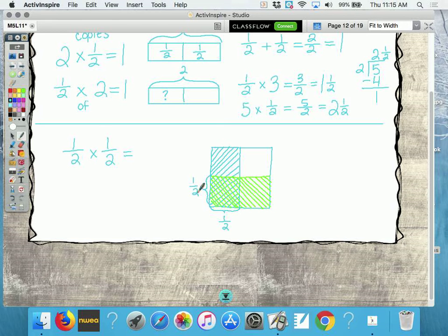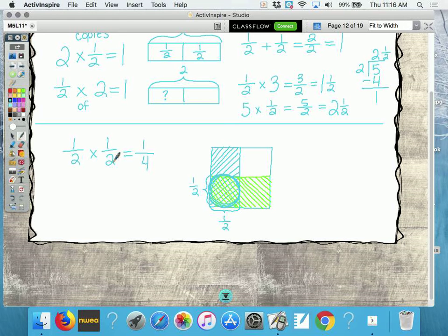So when I take 1 half times 1 half, it's like I'm putting the whole thing together with the other shape, okay? So my answer is just going to be right here where there's x's. So my answer is 1, and then how many equal parts do I have? 4. And you know, because I've taught you, you can multiply straight across when you're multiplying 2 fractions, right?